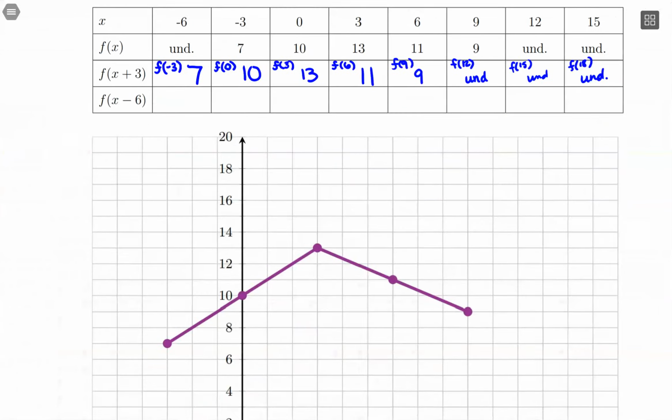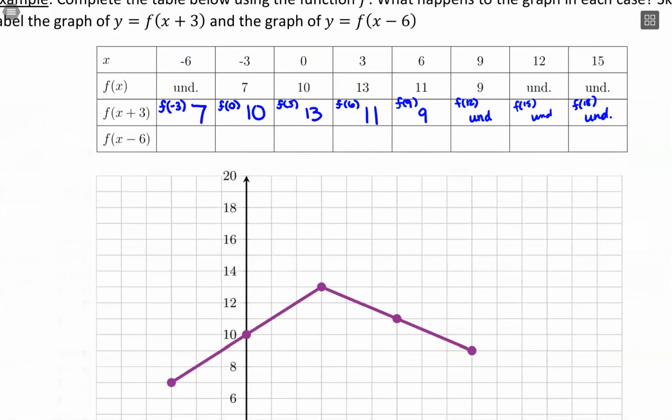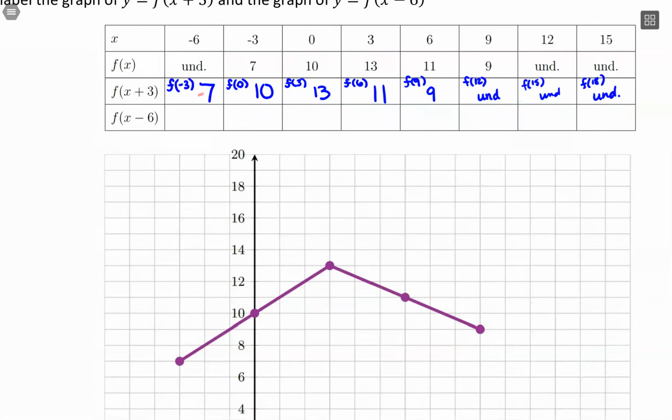Okay, so how we're grabbing these values, like I was saying, is coming from an x value 3 spaces to the right. So that's where the plus 3 kind of works with how we saw the vertical shift. However, in terms of graphing, we're focused on outputs and how the outputs move. So by looking at x 3 spaces to the right, we're grabbing y values that are 3 spaces to the left. We're moving them over to the left.